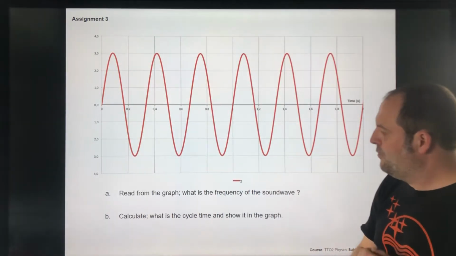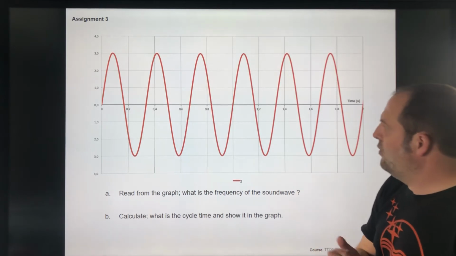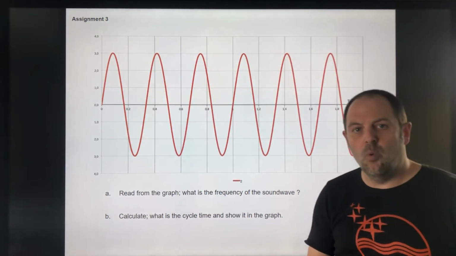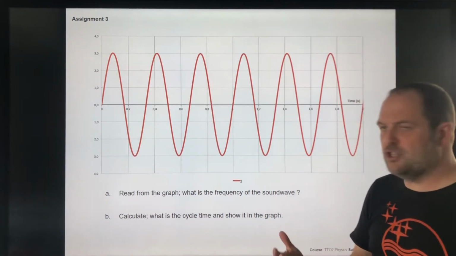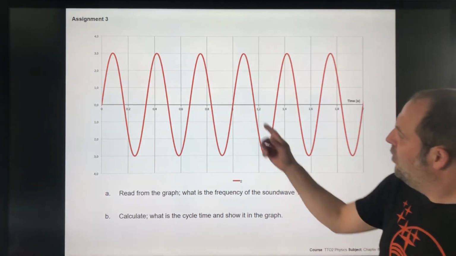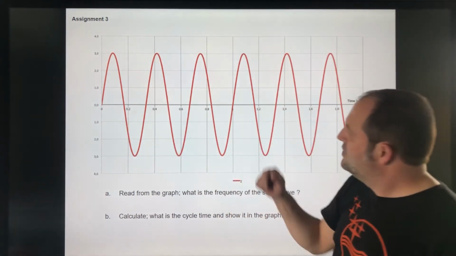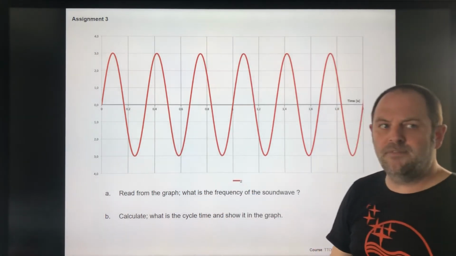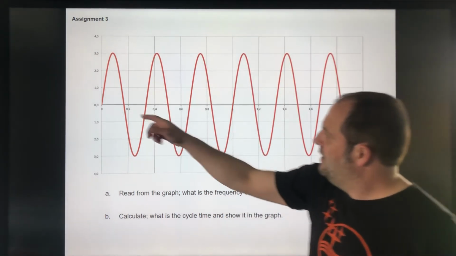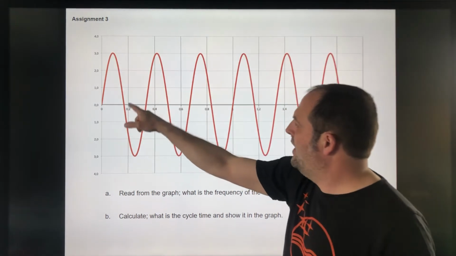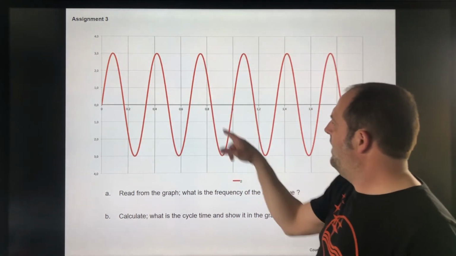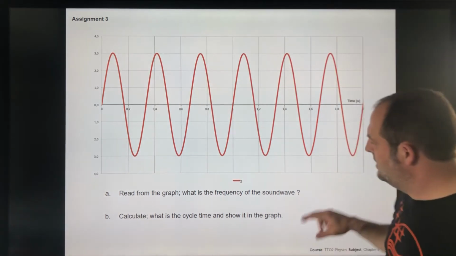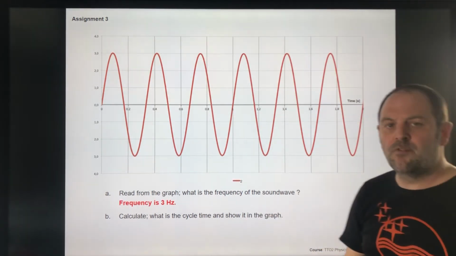Okay, next question. Question 3. Read from the graph what is the frequency of the sound wave. Well, if you want to know what is the frequency, you need to know how many waves there are in 1 second. So you just need to search for 1 second. Well, 1 second is over here, so I just need to count the amount of waves over here. So let's start. This is half a wave, this is one complete wave, this is a second wave and the third wave. So the frequency for this wave is going to be 3 Hz.